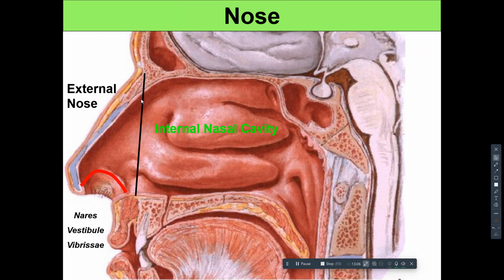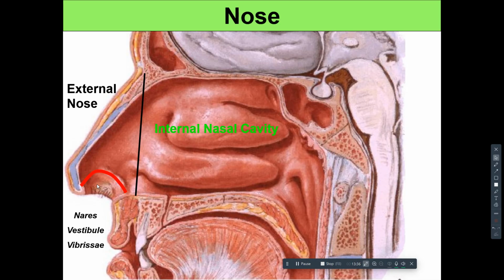And in the nose, we have the external nose. We see the cartilage in there. The nares is the opening, the nostril. The singular is naris. Nares is the plural. Then there's a little space right here. This is called the vestibule. We have hairs in there. Nose hairs are properly called vibrissae. This is where you can have a booger in there.